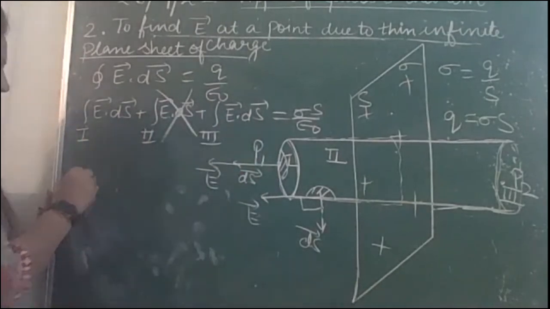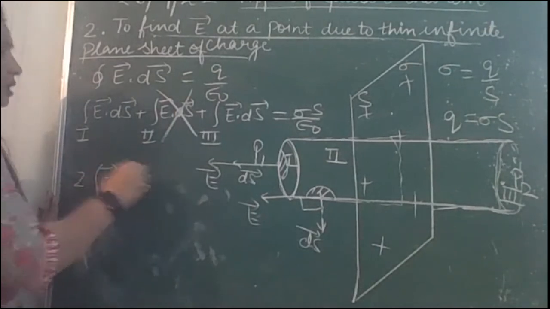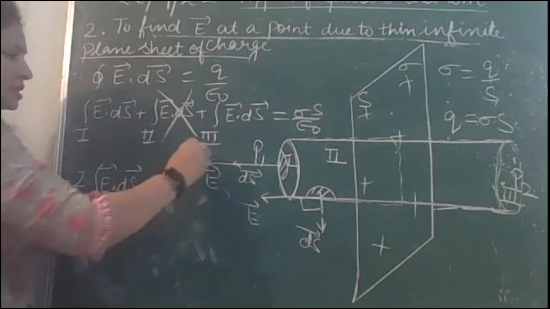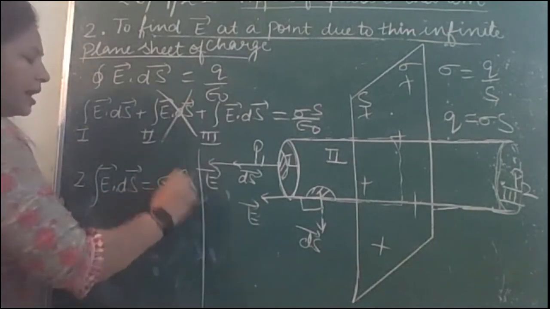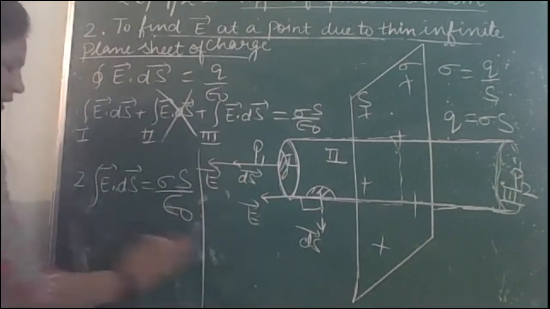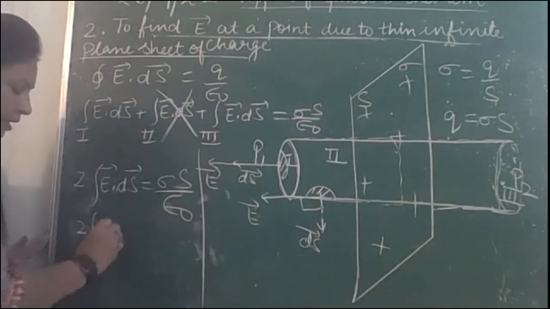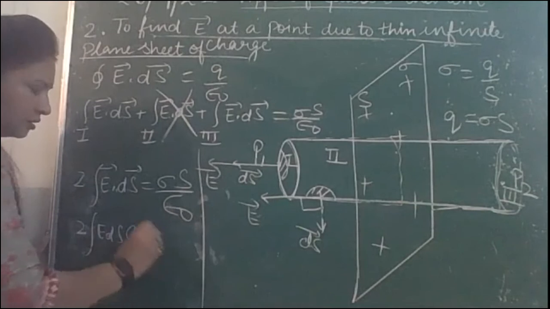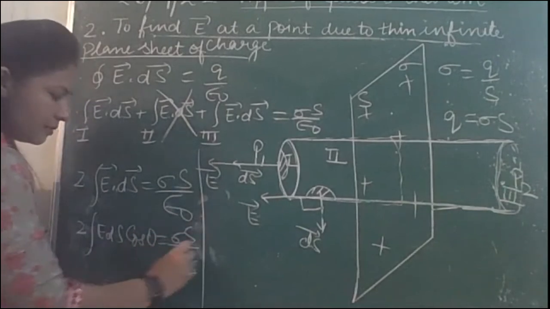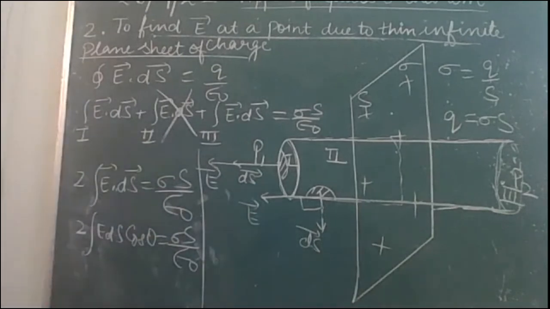These two portions contribute and alike. तो हम यहाँ पे लिखेंगे 2 E dot ds. This plus this is 2 E dot ds. Is equal to sigma S by epsilon. Okay, that is sigma S by epsilon. 2 EDS cos 0. E and ds are in the same direction. तो वही ओपन करते हैं. नेक्स्ट स्टेप हमारा वही रहेगा. 2 EDS cos 0. Cos 0 is 1.